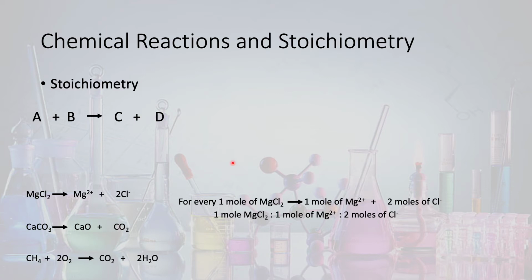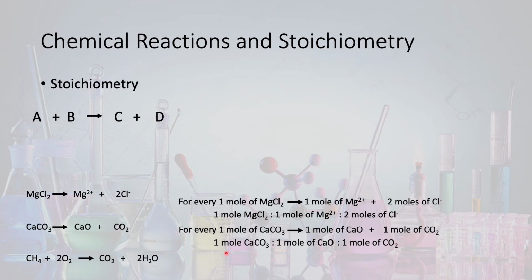In our next example, the decomposition of calcium carbonate, we know for every 1 mole of calcium carbonate that we start with, we produce 1 mole of calcium oxide and 1 mole of carbon dioxide. Again, there would be a 1 here, a 1 here, and a 1 here. So we know the stoichiometric ratio for this chemical reaction is 1 to 1 to 1. If we began with 2 moles of calcium carbonate and did a complete decomposition reaction, we would produce 2 moles of calcium oxide and 2 moles of carbon dioxide. Again, the ratio stays at 1 to 1 to 1.